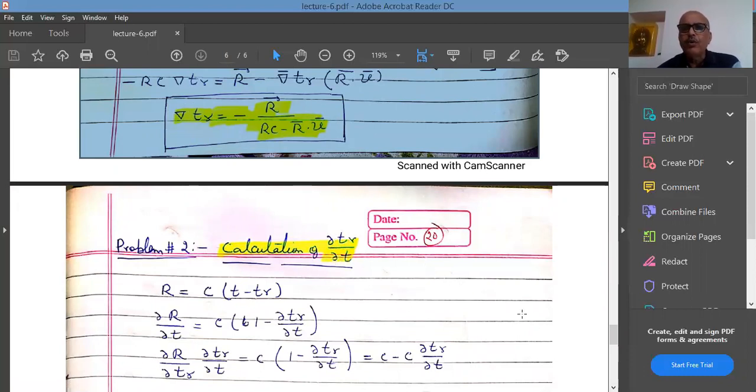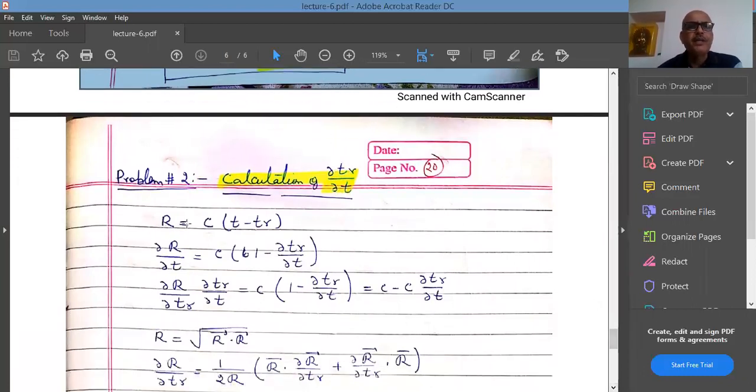So now in order to calculate this, we again make use of the equation r equal to c into (t minus t_r). We differentiate this. So we have del r over del t. It is now equal to c into 1 minus, the differentiation of t is 1 with reference to t, and this becomes now del t_r over del t. This we will write as del r over del t_r and then del t_r over del t. And this becomes now c into 1 minus del t_r over del t. We multiply it by c, so it is c minus c into del t_r over del t.